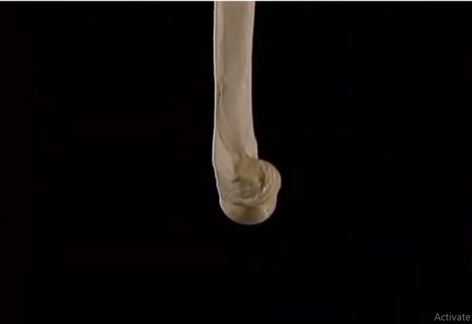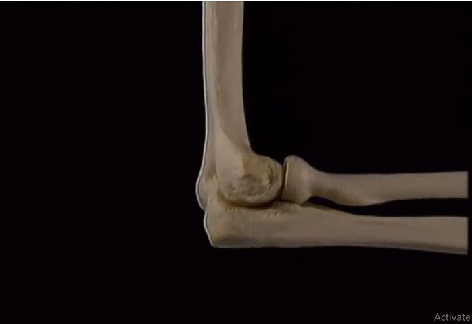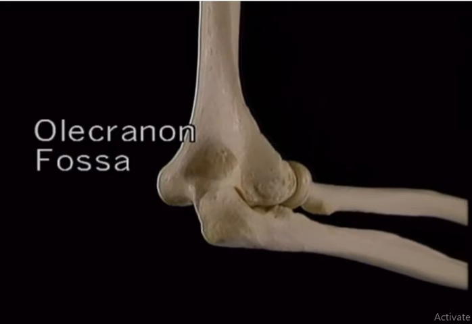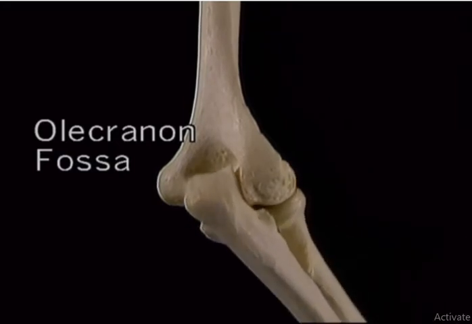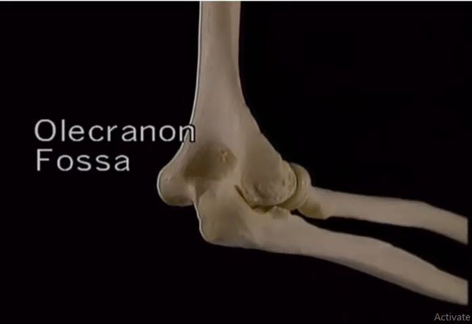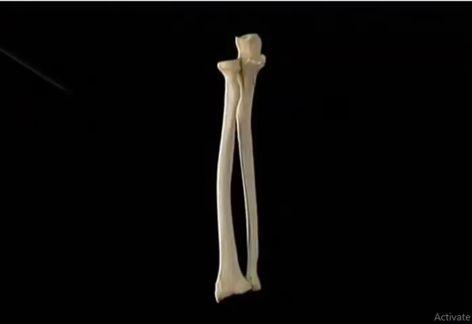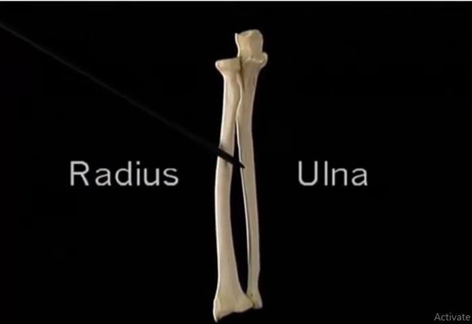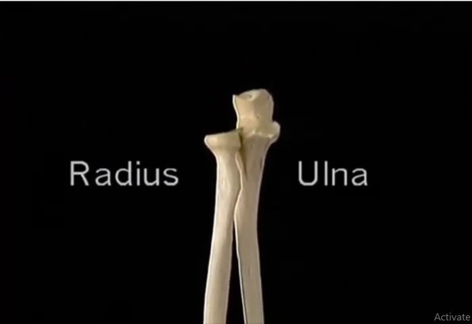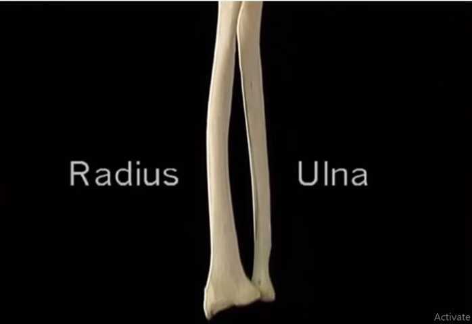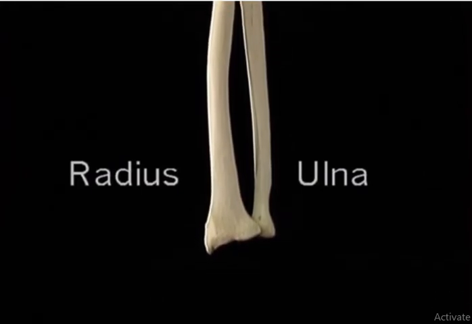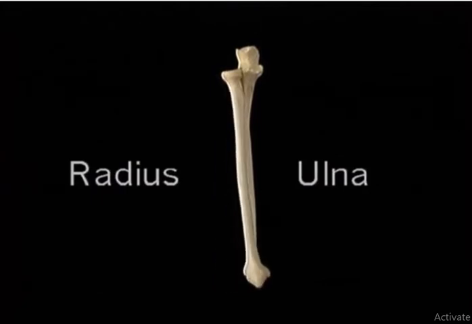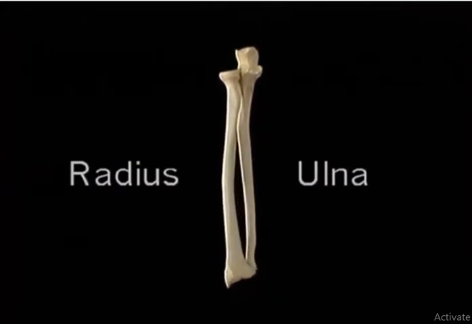Now we'll add the radius and the ulna to the picture. The big hollow on the back of the humerus, the olecranon fossa, accommodates the end of the ulna, the olecranon, in full extension. Now let's look at the 2 forearm bones, the radius and the ulna. They're different in that the ulna is bigger proximally, the radius is bigger distally. They're also different in that the radius rotates, the ulna doesn't.